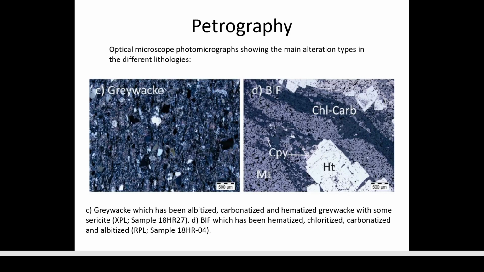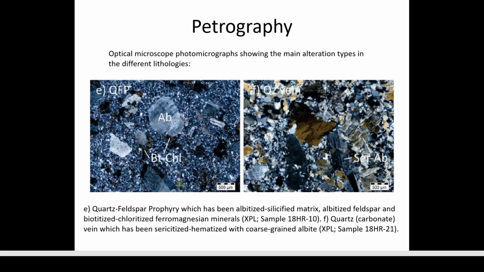Next is the greywacke and the BIF. As we can see, we are looking at a strongly altered greywacke with different amounts of albitization, carbonatization, and hematization. In the BIF, we are seeing alternating layers of the sulfides as well as the silicates. In the BIF, we can see different alterations, including hematization, chloritization, and carbonatization. Finally, we're looking at the last two, which are the different porphyry rocks. In this example, we're looking at the quartz feldspar porphyry and the quartz veining.